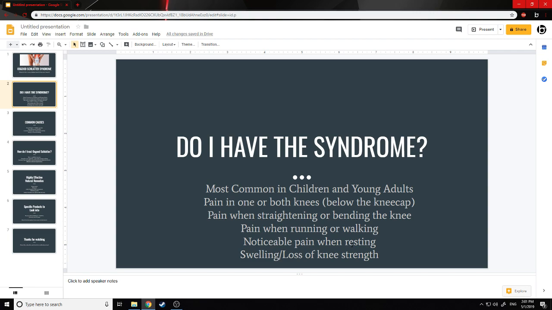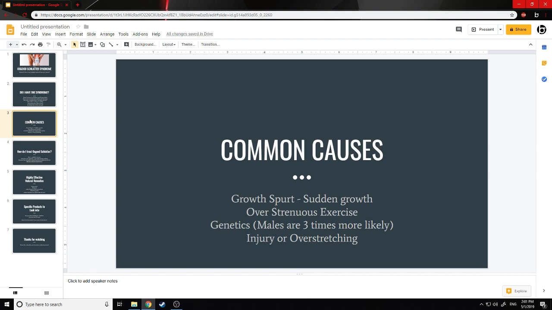Straightening or bending the knee, if it's causing pain, that's another good thing to keep in mind. Walking and running, like I said, anything that causes bending or straightening. Noticeable pain when resting, so even after activity, if you're feeling pain in your knees, that's another thing that could be this syndrome. And then swelling or loss of knee strength. Over time, if you see a decline in the ability to use your knees, use your joints, just because of the pain or the swelling or whatever, then you could possibly have Osgood Schlatter.